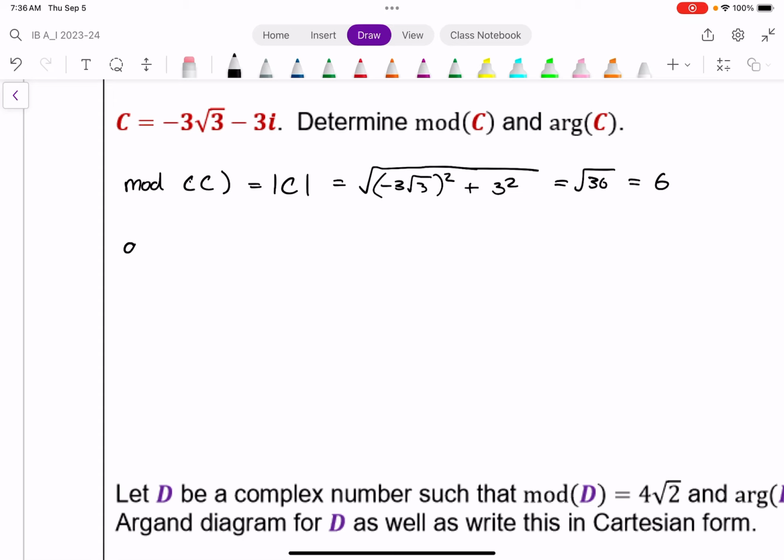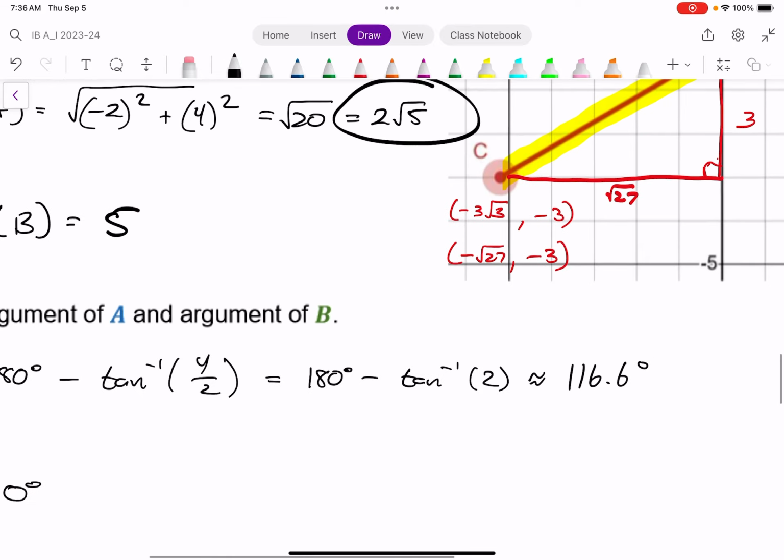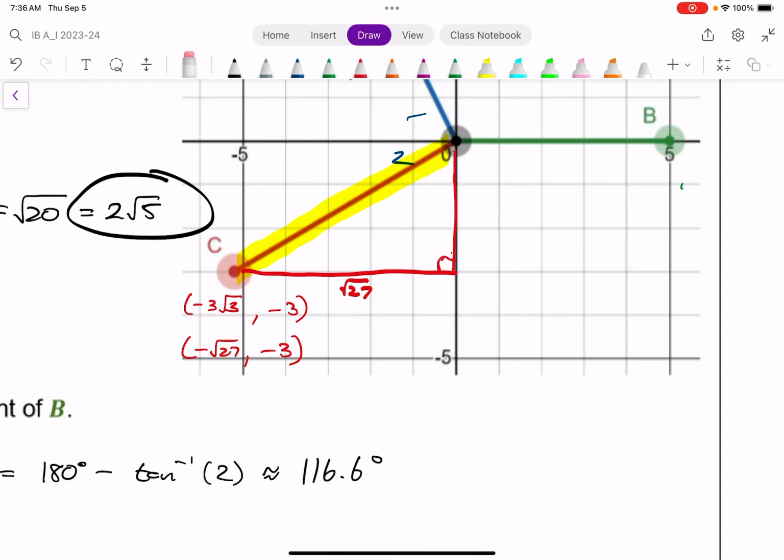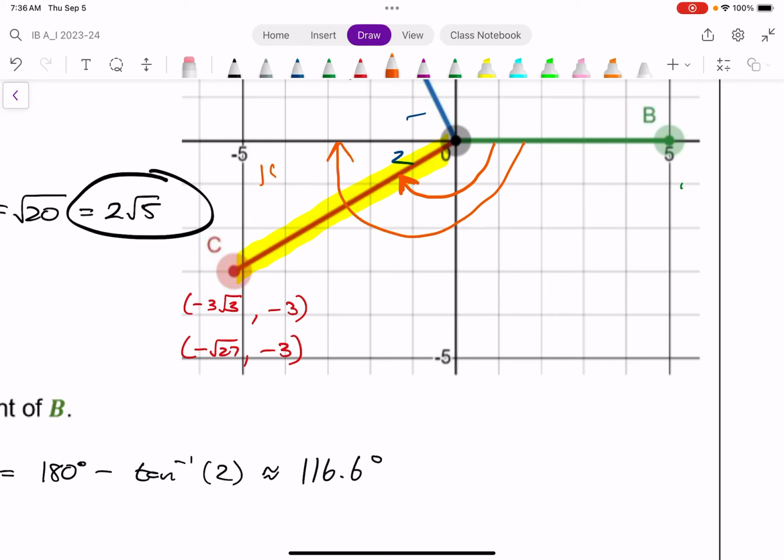The argument of C, and I kind of touched upon this a moment ago. If I look back at my visual, I'll erase all this. We have to look at this angle from here to here by convention, so it's going to be a negative angle. I can estimate it, but I want to be exact. So I'm going to think of it as negative 180 degrees plus whatever this angle is right here.